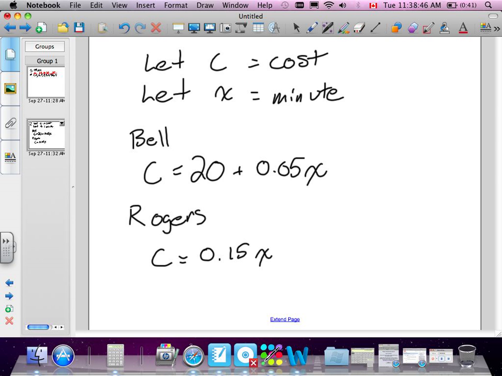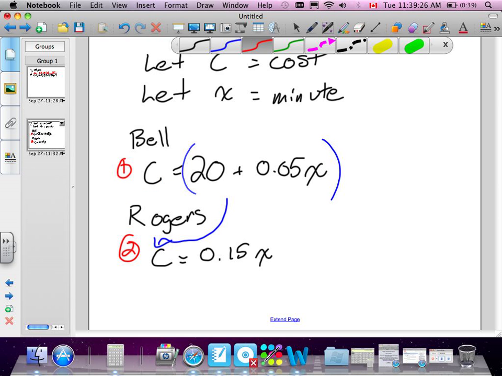So if we take a look, we have equation number 1, Bell, and equation 2, Rogers. I need to find their point of intersection. Okay? So what I'm going to do is I'm going to set equation 1 equal to a variable. Do I need to move anything around? No, it's already C. It's already set equal to C. So what that means is C is equal to this value here. So I can take that value and plug it into the C in the other equation.